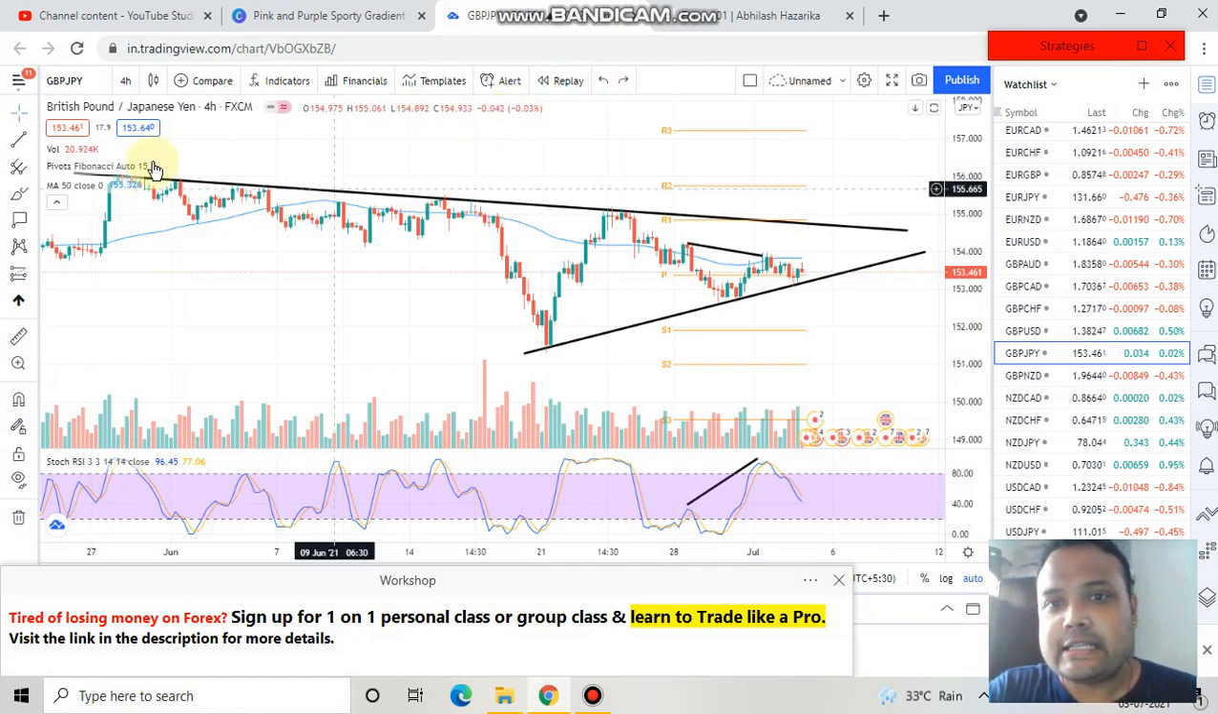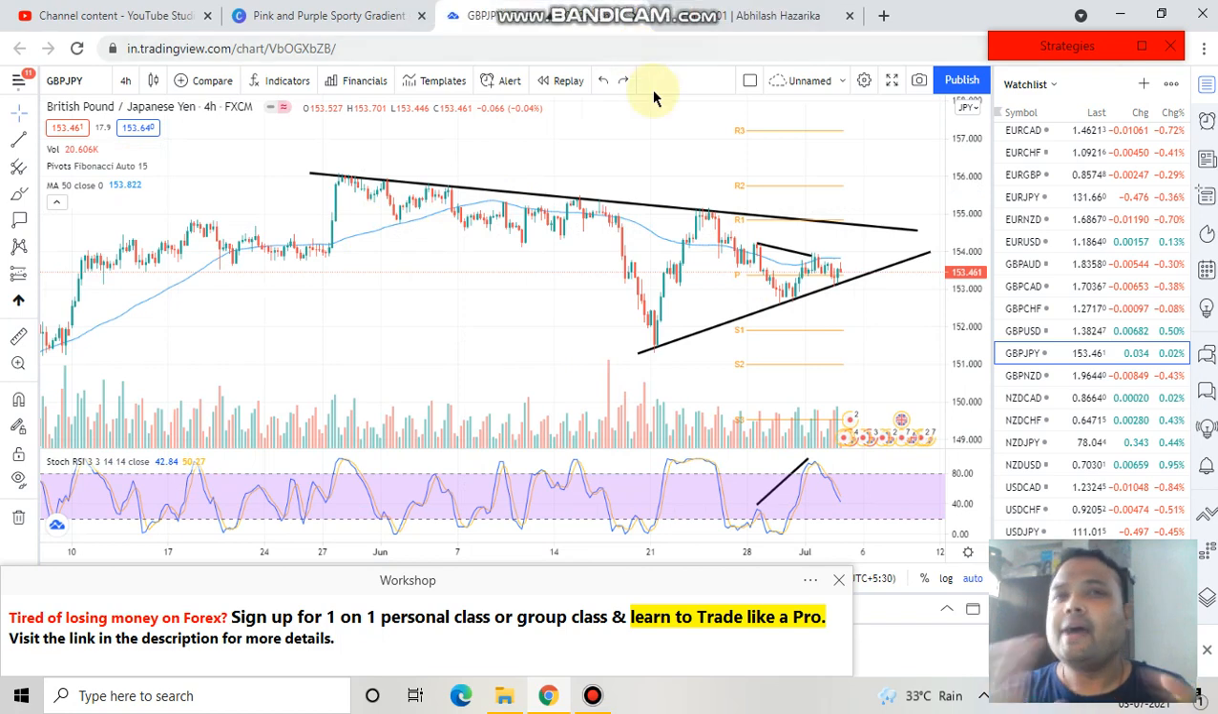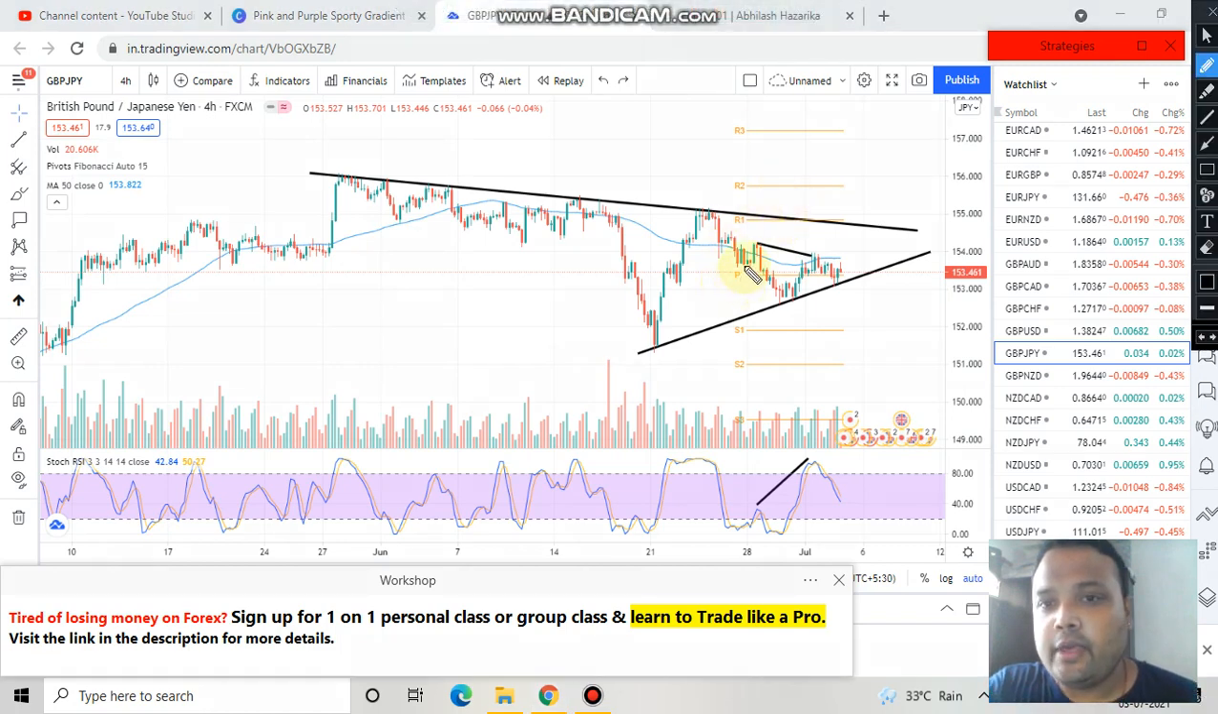But if we draw these lines here, now we have got a few indications. First and foremost, we have a huge divergence here. You can see that the market has formed a lower high here, but stochastic RSI is indicating that it has gone up hugely. This kind of move is called divergence, when these two do not match.